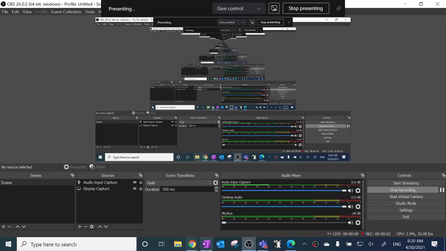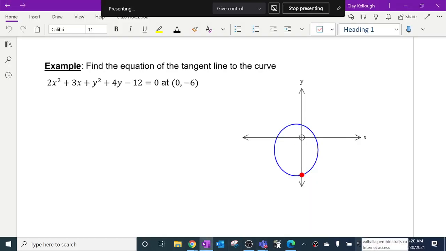Okay, we're good. So we'll pick it up right there where we left off the other day. Find the equation of the tangent to the curve, and that's an elliptical curve, 2x squared plus 3x plus y squared plus 4y minus 12 equals 0 at the point (0, -6). I might even call this part A and add a B and a C to this just to make it a little more of a challenge.